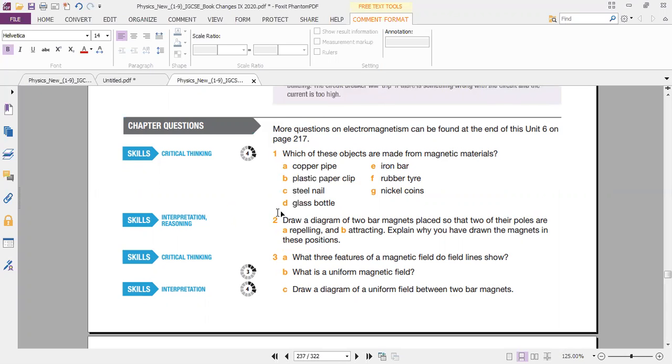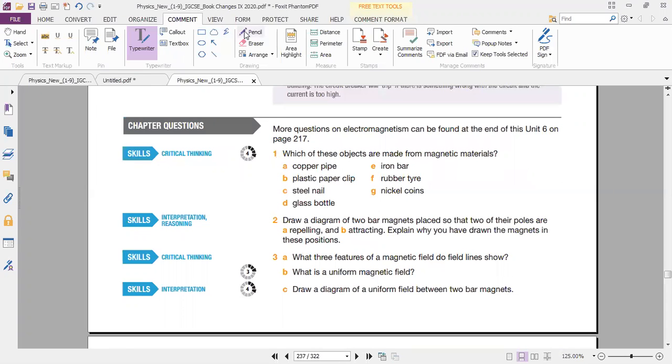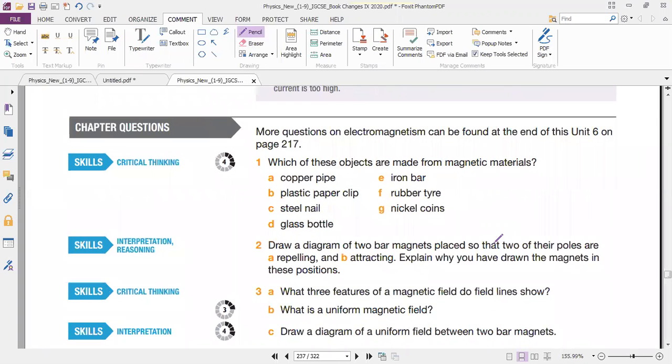Which of these objects are made from magnetic materials? Steel nail, iron bar, and nickel coins. These are magnetic materials.